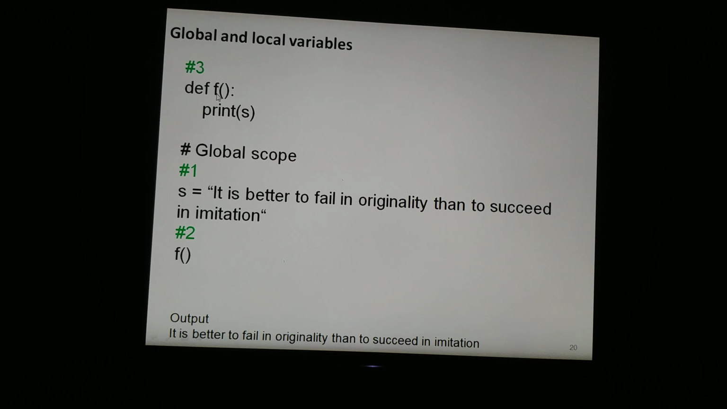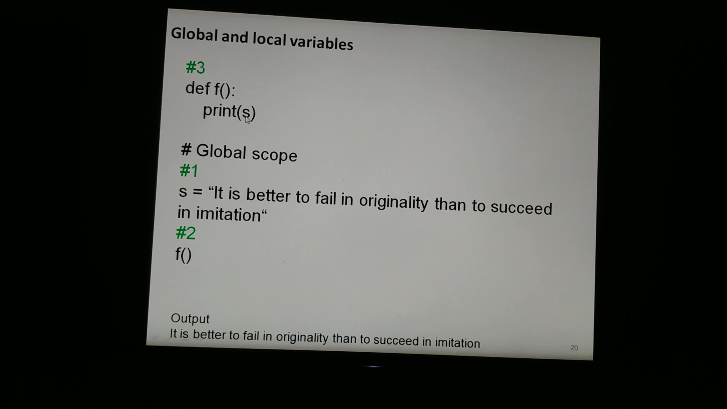Here I have defined a method f and the body is to print the s value. Next, this is the global scope where I have taken my s value as a string. Then here I am going to call the function. So what is this 1, 2, 3 numbering? This is the order in which your program will get executed when you write your program by using functions.